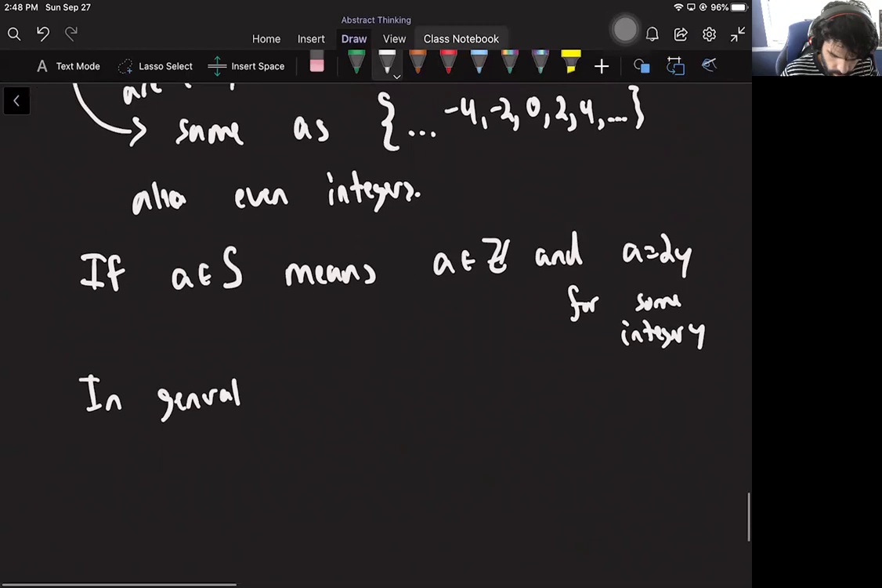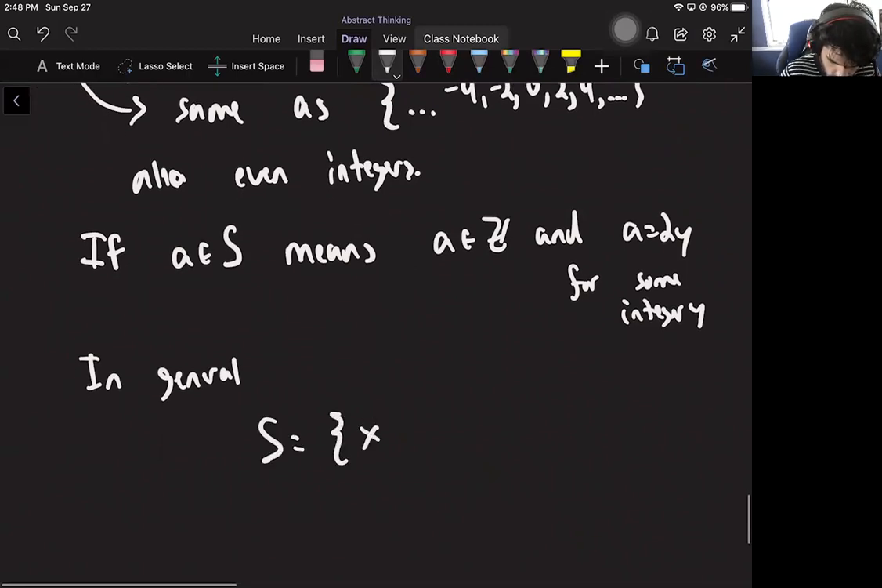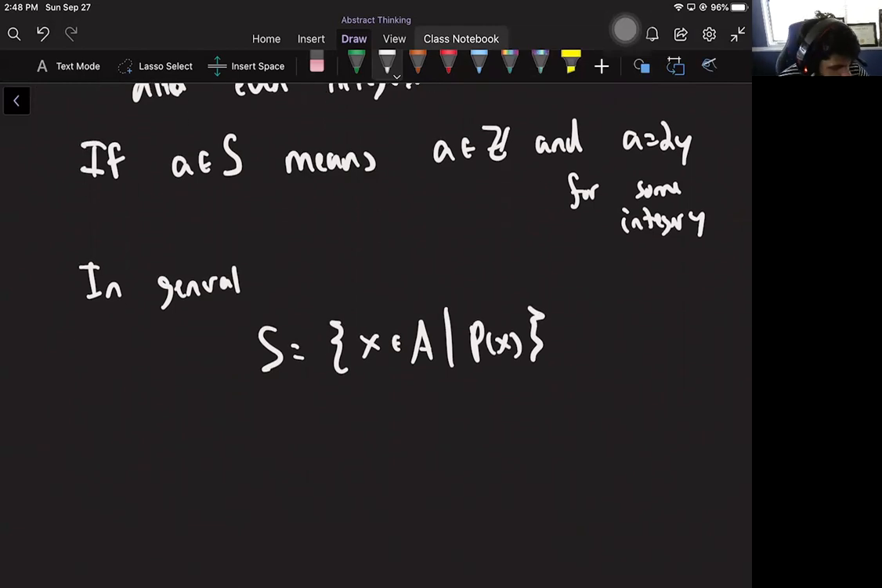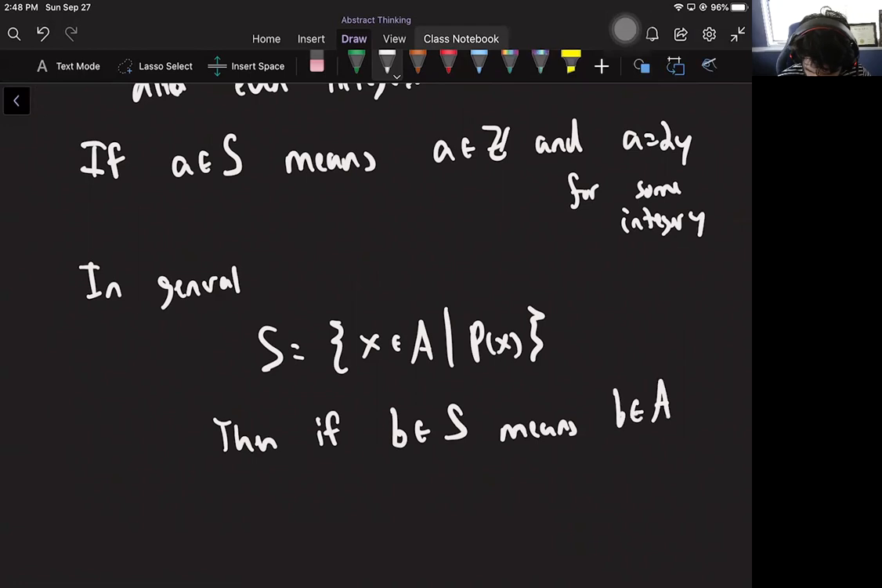And in general, you'll often have a set that looks like x is in some other previously defined set. So I guess I can just use some other letter like a. Such that, and then a predicate involving x. That's really what set builder notation is about. So then if you say, I'll use a different letter, b is in S, that's going to mean that b is in A and P of b, it makes the predicate be true.